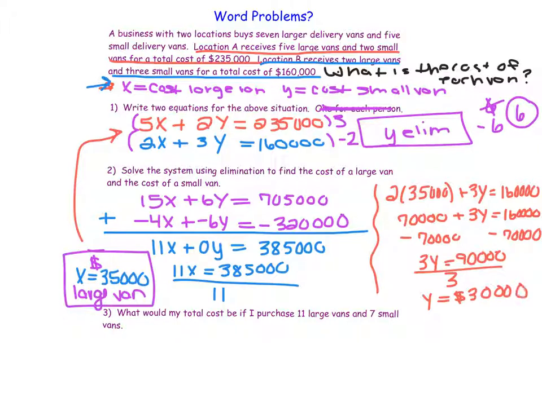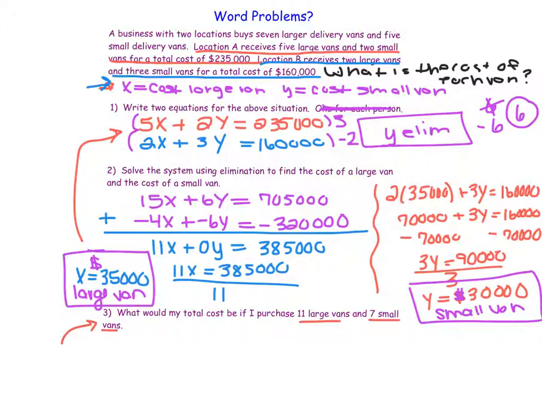If I think about that in the context of the problem, that represents the cost of a small van. So by using the elimination strategy for these two situations, I was able to find that the cost of a large van is $35,000 and the cost of a small van is $30,000. Then from here in part 3, I want to apply this information to a new situation. What would my total cost be if I purchased 11 large vans and 7 small vans?